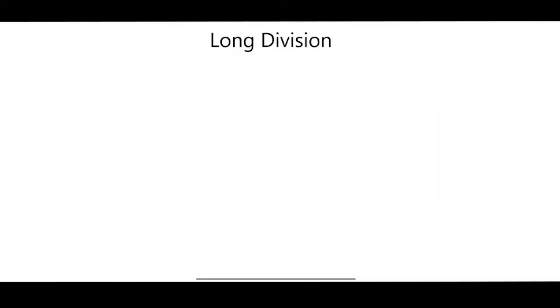Hello. Today we're talking about long division. Now, what is long division? Division that we do when the numbers are large can be done with long division. For instance, if I have a problem that looks like this, here I have a division problem, and this is read as 18 divided by 5.